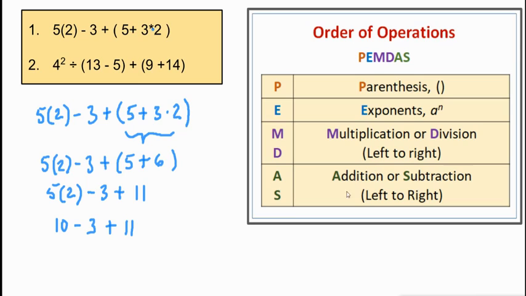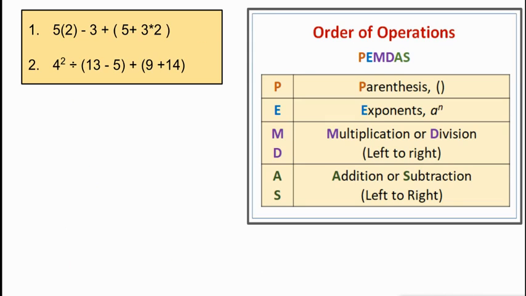Now we're going to do addition and subtraction left to right. So I'm going to do this part first. That's the most left. That's going to give us the number 7. And then finally we add 11, and we can see that that's going to give us 18, our answer to number 1. Okay, let me clear the screen and we'll move on to problem 2.